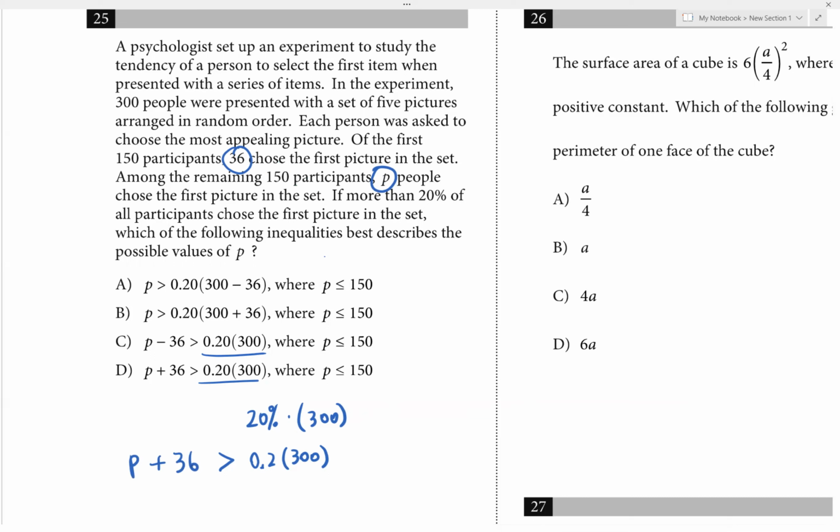That will represent how many people chose the first picture, adding the number of people from both groups. So we do P plus 36. This is the total number of people that chose the first picture, and this had to be greater than 20% of the total. So it'd be greater than 0.2 times 300, which is letter D for question 25 here.